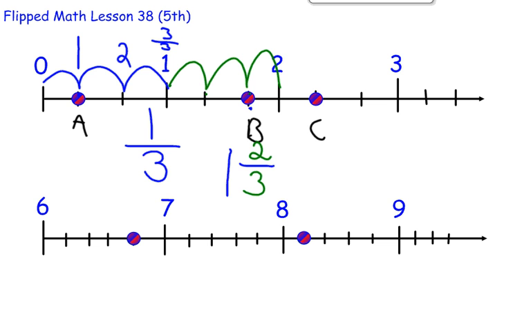As you look at C, we can understand that once again we have 3 sections, 1, 2, 3, which means this point would be 2, and then our dot is on the first hash mark, and so it's 2 1/3.